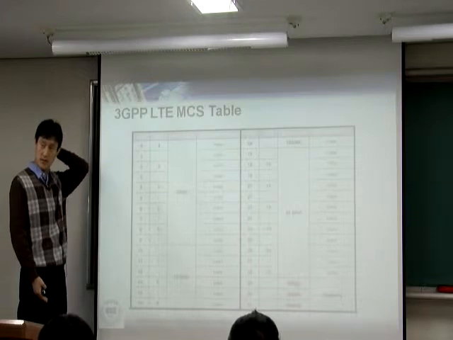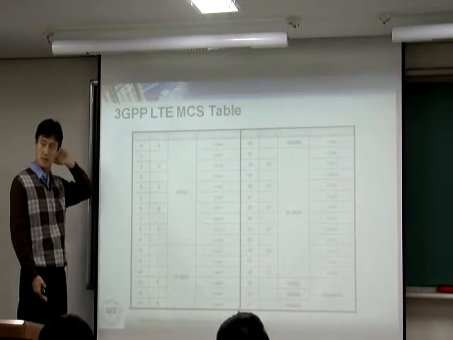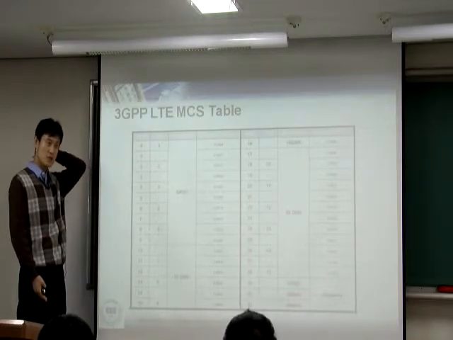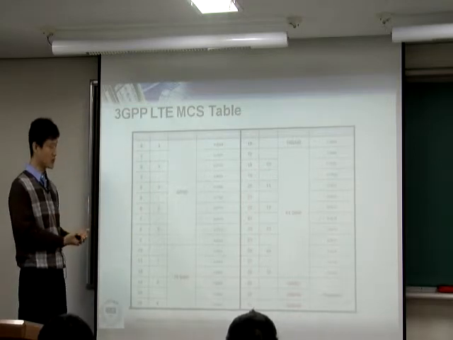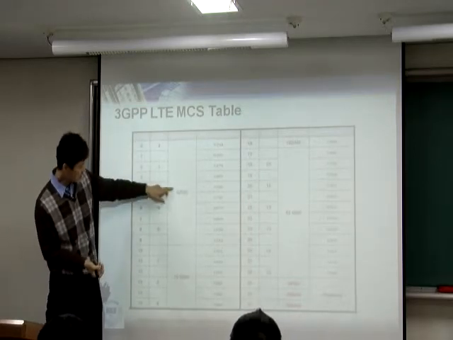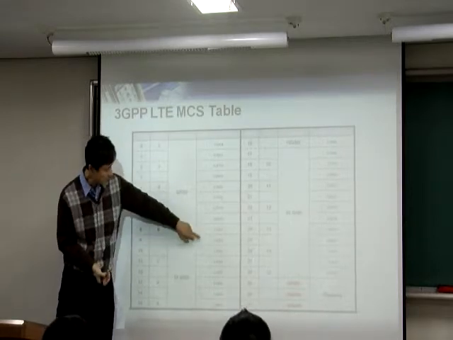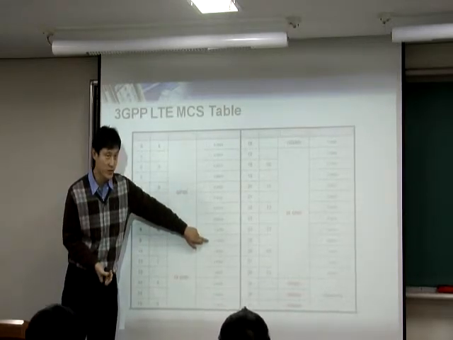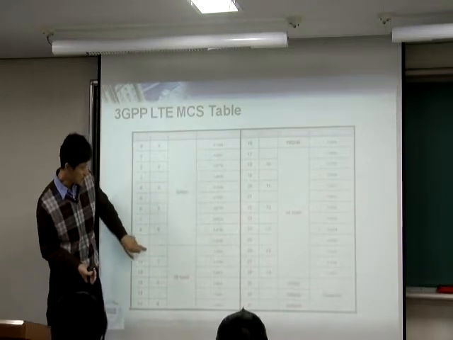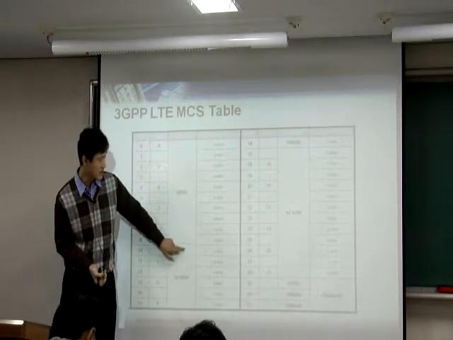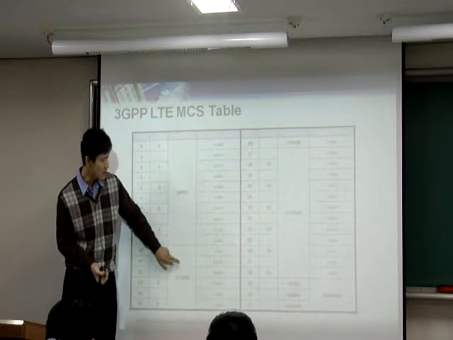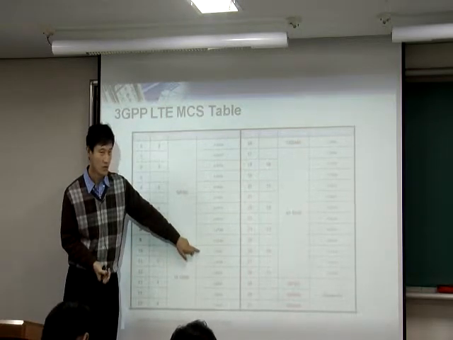Coding rate, yeah. That's right. You basically trade off between modulation and coding. In this case, that's the last MCS for QPSK, so you probably have a very high coding rate. But in this case, that's the first one in the 16 QAM. This one uses 16 QAM, but with a very low coding rate.